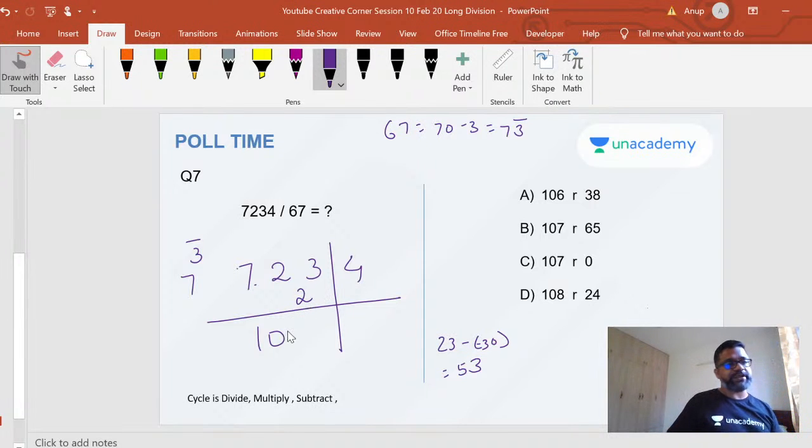Anyone wants to try it and give the answer? Anyone want to guess? I don't know how many of you are left.